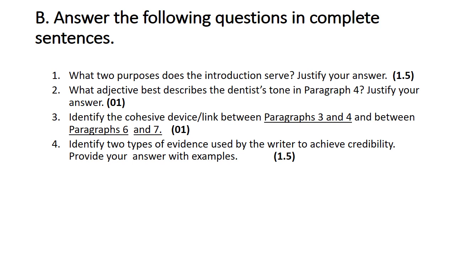The fourth question: identify the two types of evidence used by the writer to achieve credibility. When we talk about the word credibility, it means trustworthy. We have a sample answer to add. We would say the writer achieved credibility using certain means of evidence, such as, and I have to list. Here he is asking only for two.